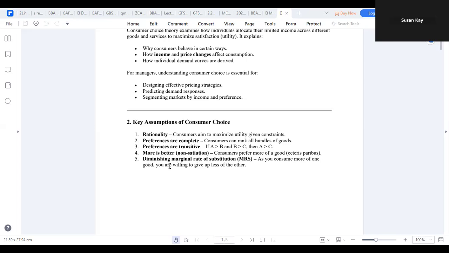The other assumption is that of diminishing marginal rate of substitution. You can consume more of one good and you're willing to give up on the other. As a consumer consumes more of good A, they will be willing to give up less of good B to obtain an additional unit of A. To illustrate this, we will be using curves called indifference curves.